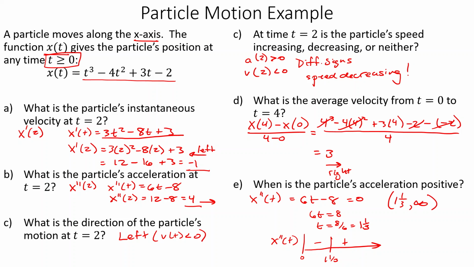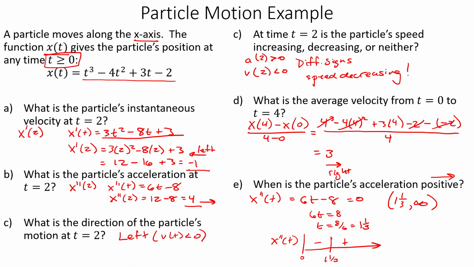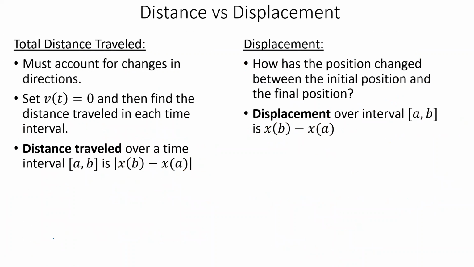All right, so there's some particle motion going side to side. And positive here would mean, again, to the right. All right, so distance versus displacement. So displacement is the easy one. Displacement is just the position at the end minus the position at the beginning. Like, what's the change in the position from when we started to when we ended?